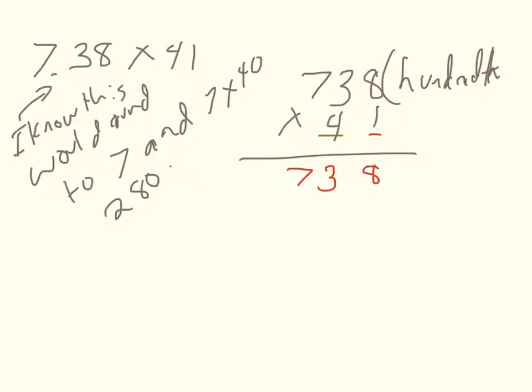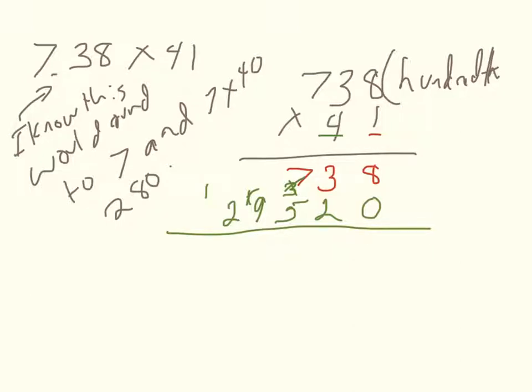Then I'm going to come to the 4 and say 40 times 8 is... I'm going to give you just a minute to work the problem out. 40 times 8 is 320. 40 times 30 is 1,200 plus 3 more hundred gives me 1,500. 40 times 700 is 28,000 plus 1 more thousand is 29,000.